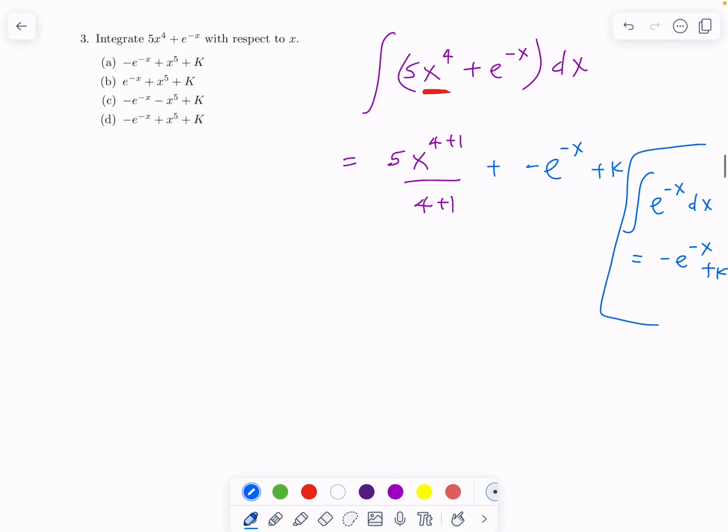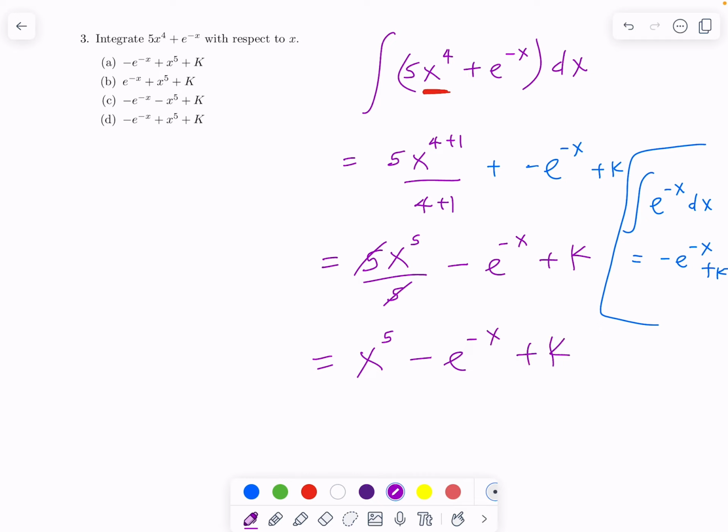So if you simplify, this is just going to be 5x to the power of 5 divided by 5 minus e to the power of negative x plus k, right? And if you simplify further, this 5 is going to cancel this 5. You have x to the power of 5 minus e to the power of negative x plus k. And that's it. So that's A, right? That's A.